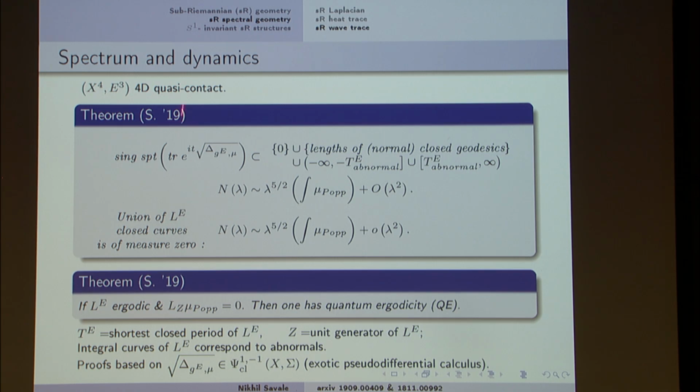So in this quasi-contact case, transversely to your characteristic variety, you get some sort of harmonic oscillator. In that case, it's more complicated. You get an anharmonic oscillator, so it's a problem. Yeah, it's a problem.